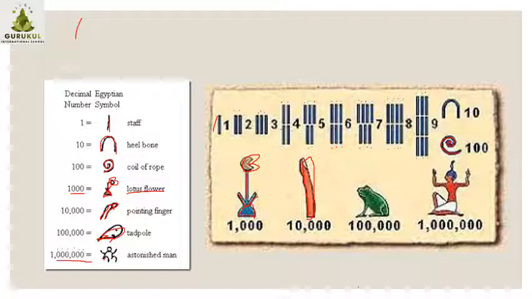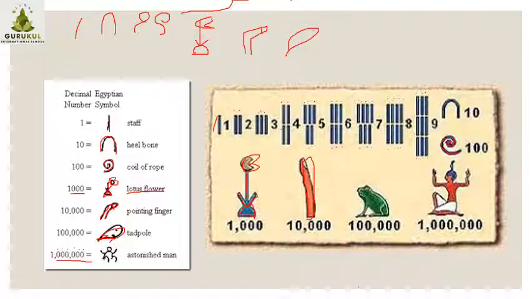So the standing line is 1, then the heel bone is 10, then this or this, both are correct, those are 100. Then the lotus flower, see, these are the leaves and you can draw the semicircle. This is the number 1000. Then the finger, this is 10,000. Then we have the tadpole.